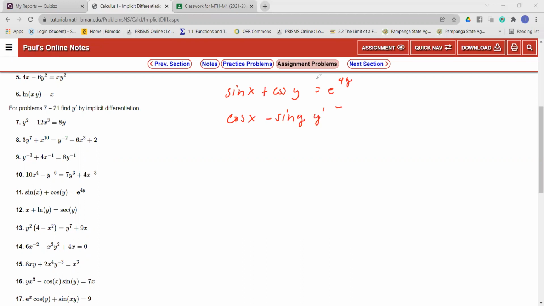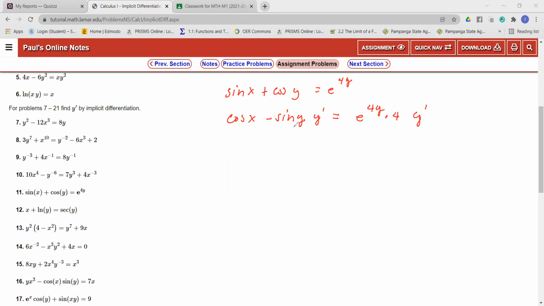Equals, lumilipad ang aking pen. Equals, so the derivative of e to the u is e to the u du. So this is e to the 4y times 4, no? Kasi nga derivative of 4y is 4. Kaya lang, again, since y yan, this is y prime.